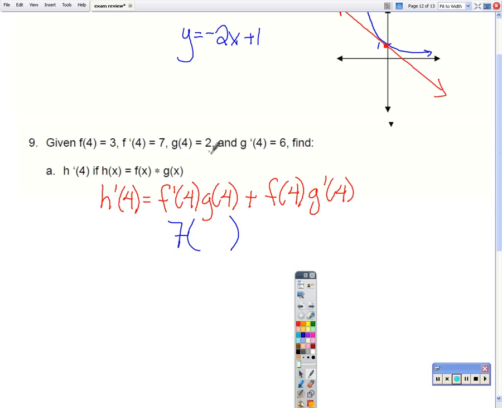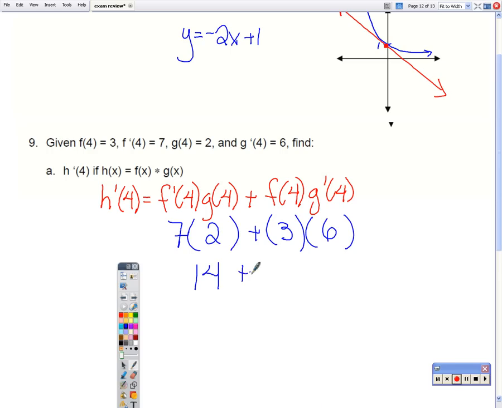G of 4 is 2. F of 4 is 3. And G prime of 4 is 6. So 7 times 2 is 14. 6 times 3 is 18. We're going to add those two together, and we get 32.